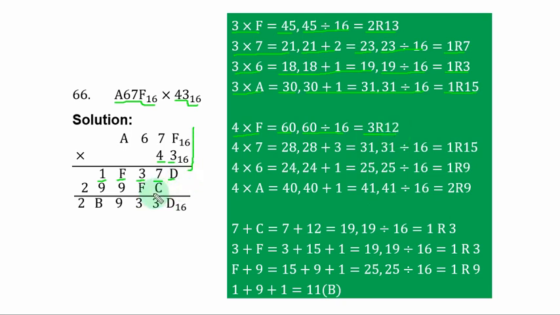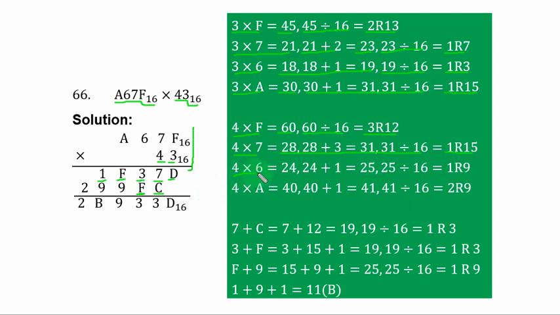So you have C. Remember, the digit you are used to multiply, your answer begins directly under that digit to the left. So you record C for 12 and you take 3 forward. So you have 4 times 7 is 28, plus the 3 you carried forward is 31. Divide 31 by 16, 1 remainder 15. That is F. 15 is F, and you take 1 forward.